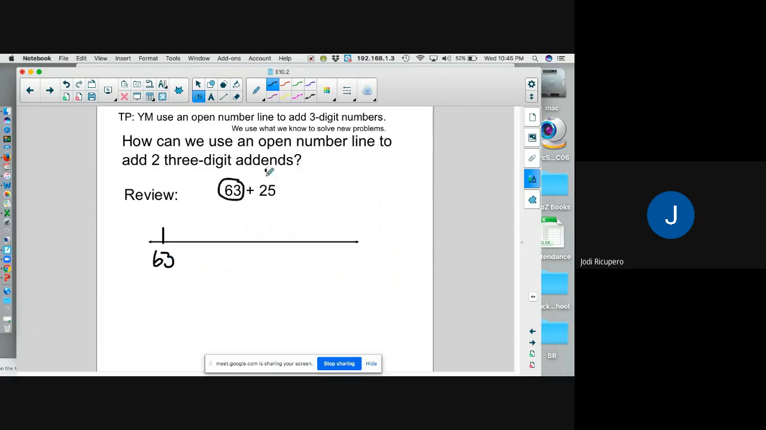and then I'm going to break apart my number. I know this is my tens, and this is my ones. So I know I have to add 20 and 5. So 63 plus 20 equals 83. And 83 plus 5 equals 88. And everything on top should equal the second addend. So 63 plus 25 equals 88.